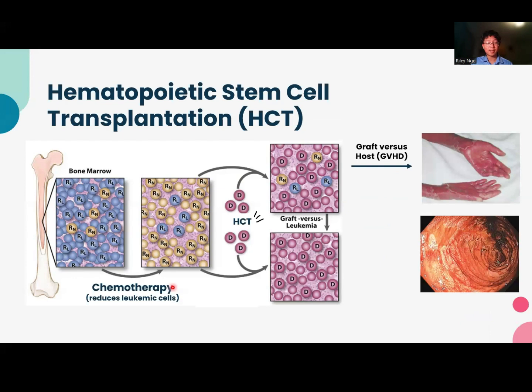Hematopoietic stem cell transplantation, or HCT, is the transfer of a healthy immune system which can recognize and reject any residual leukemic cells after chemotherapy. Unfortunately, many of the antigens targeted by the donor T cells are not leukemia specific and are widely expressed in different tissues. The recognition and attack of recipient tissue by donor T cells results in graft versus host disease, or GVHD. GVHD remains a major cause of morbidity and mortality post-HCT.